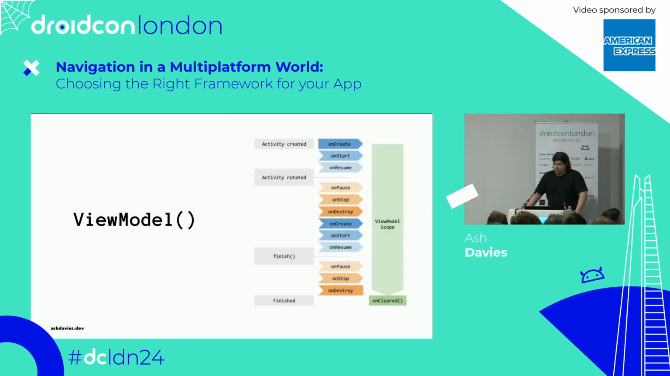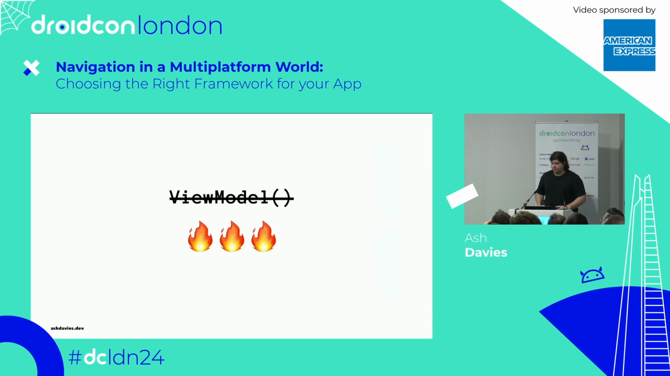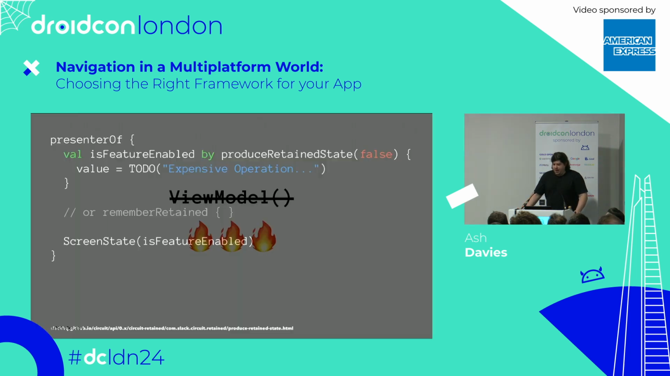And why might we want to do that? Well, remembering that a ViewModel is our go-to mechanism for persisting state through configuration change, and that's its responsibility, we don't need to use this anymore. We can use this remember retained object. So we can actually just go ahead and get rid of ViewModels. As I mentioned, I don't like them. And it looks a little like this.